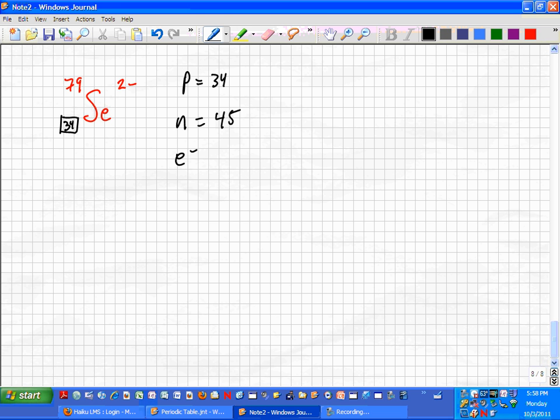Let's say that, well, not let's say, I do have to get my electrons. So again, I'm going to look at my negative sign first. That means I've got more electrons than protons this time. And how many more? Well, I'm looking at that 2. It means I've got 2 more electrons than protons. So that's got to be 36 electrons.